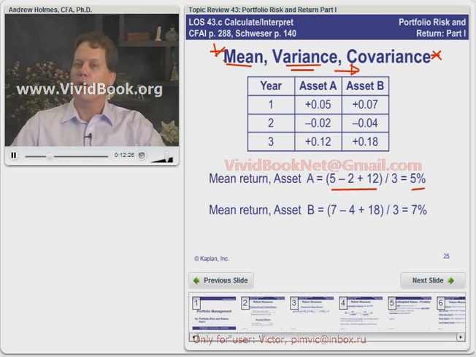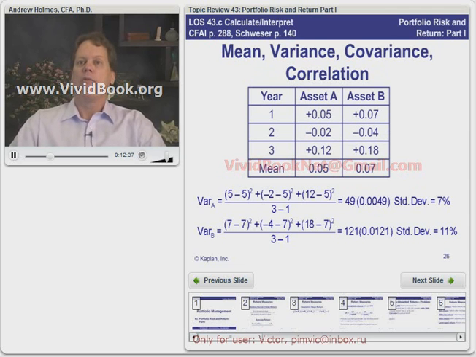Arithmetic mean return for asset A was 5%. For asset B, calculated the same way, 7%. All right, so all we're doing is calculating the mean return. Okay. Now, what about moving to covariance, or moving to variance and standard deviation?